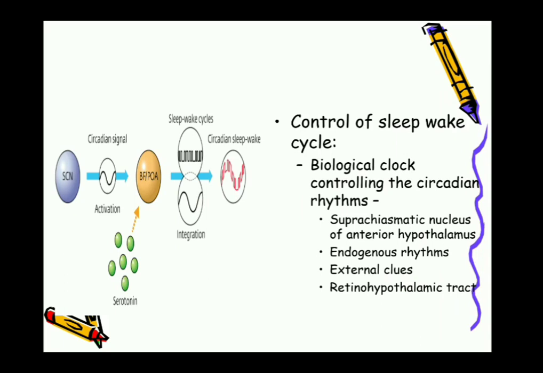Now, control of the sleep-wakefulness cycle. There is a biological clock which controls the circadian rhythms. The center for this clock is present in the suprachiasmatic nucleus of the anterior hypothalamus. The sleep-wakefulness cycle is an endogenous rhythm, and external cues regulate this endogenous rhythm. Fibers pass through the retina to the hypothalamus through the retino-hypothalamic tract.